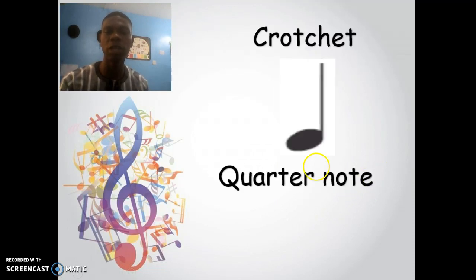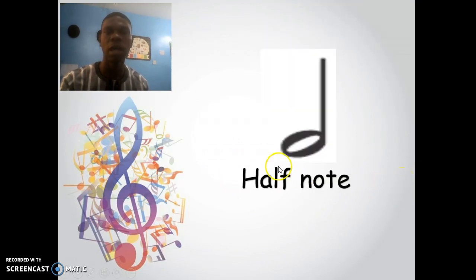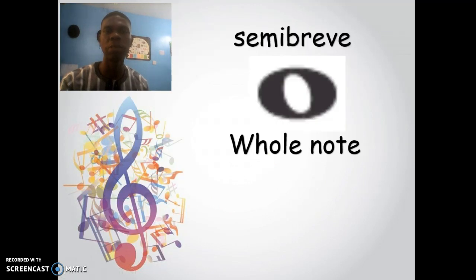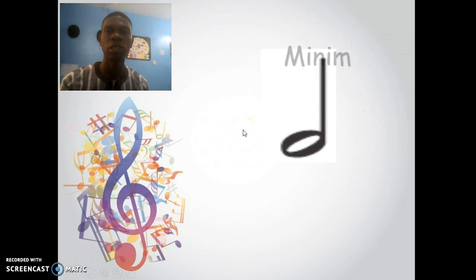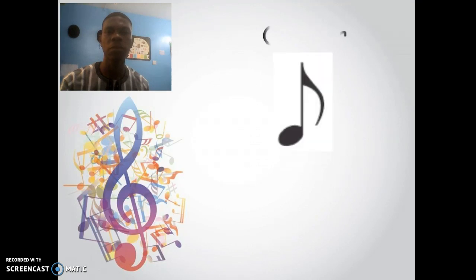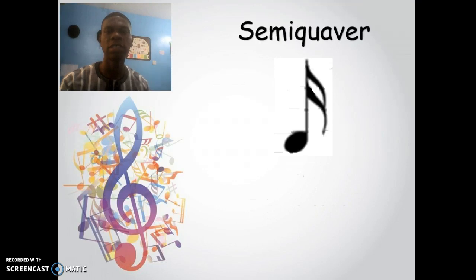The crotchet, on the other hand, is called quarter note. And then minim is called half note. Let's look at the last one. The semi-brief note is called whole note. Whole note, half note, quarter note, 8th note, and then 16th note.